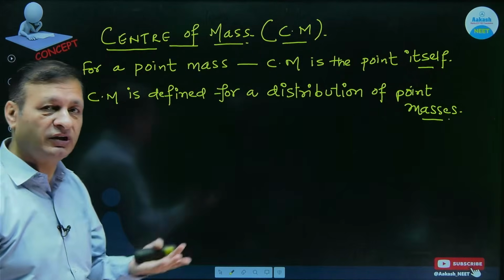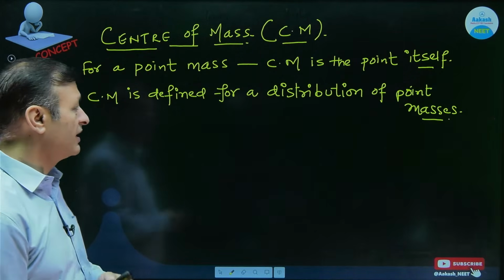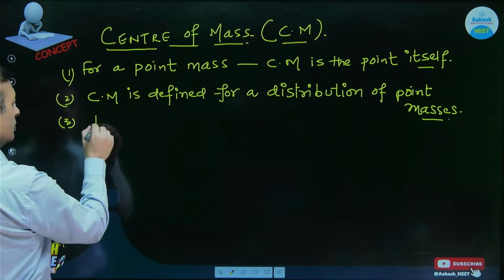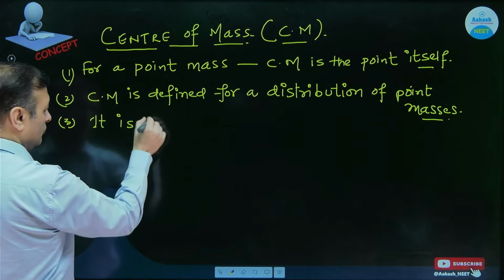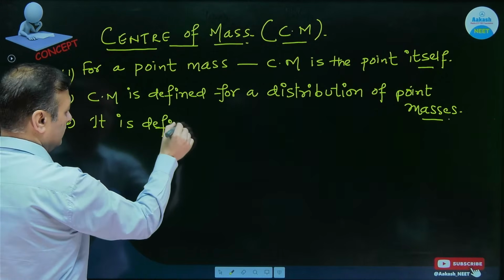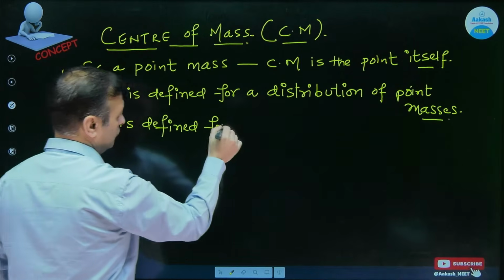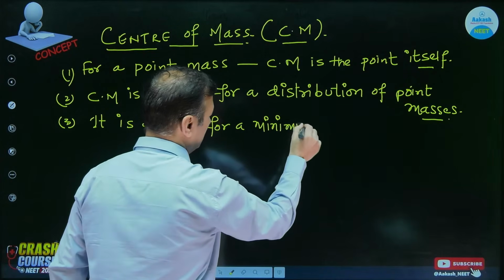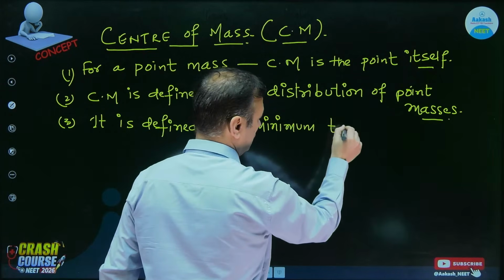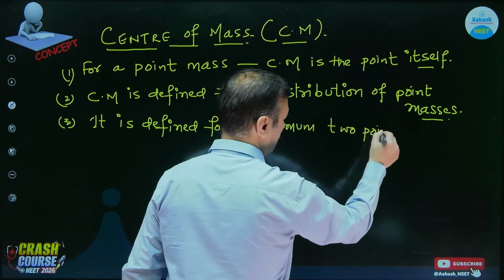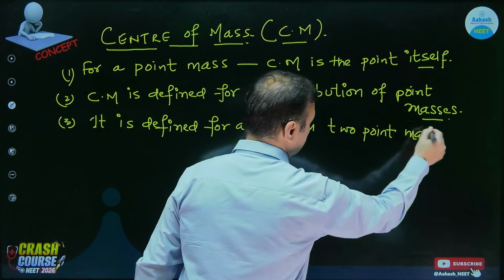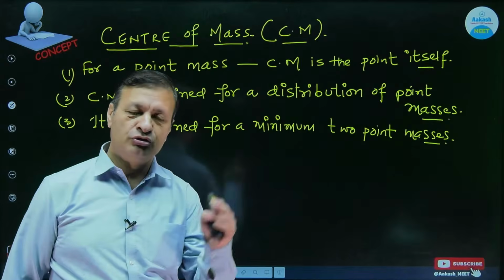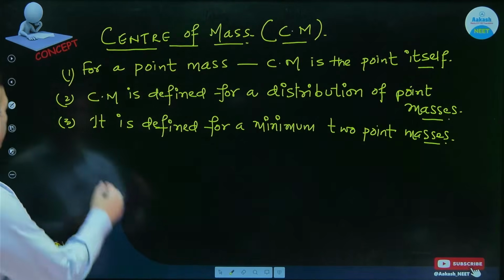Then for what do we define center of mass? Center of mass is defined for a distribution of point masses. It is defined for a minimum of two point masses. Got it? So in that distribution you should have a minimum of 2 point masses.